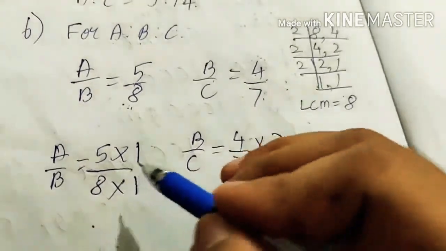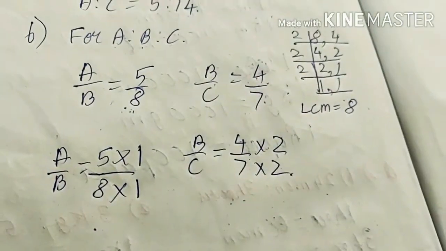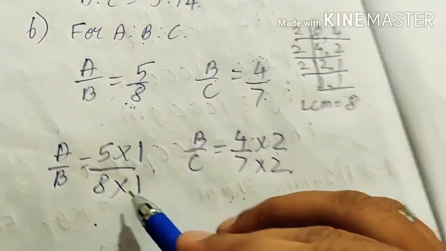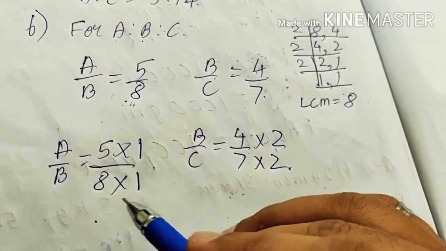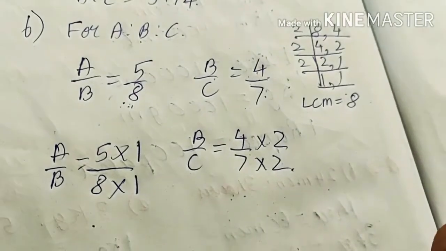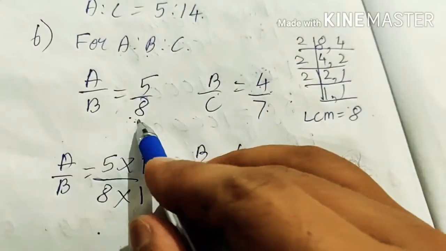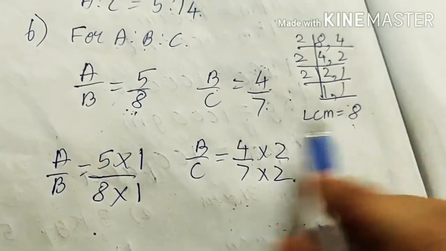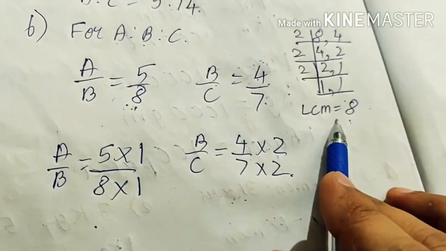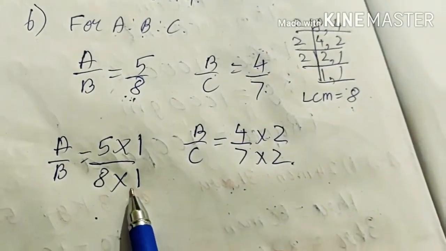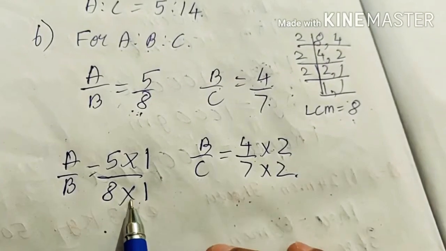So what do you mean? The value of ratio cannot be changed. So if you are multiplying any number in the denominator, you have to multiply the same number in the numerator as well. Okay, you have to convert 8 into the LCM, that is 8. Converting 8 into 8, how can you convert 8 into 8? You can just multiply 1 to it.